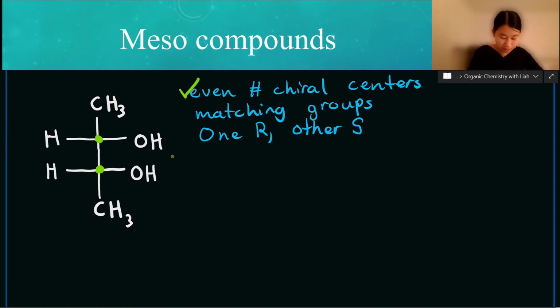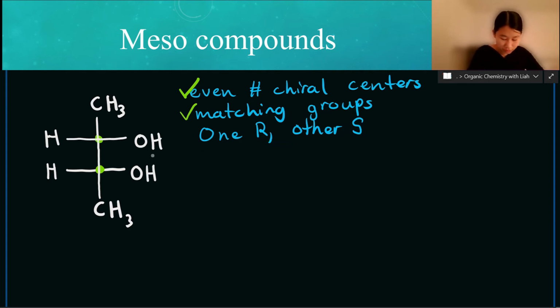Now matching groups. Let's see. The top part is attached to an OH, that's CH3, a hydrogen, and the rest of the molecule going down here. Now, how about this carbon? This carbon is attached to an OH, a methyl, a hydrogen, and the rest of the molecule, which matches this part. So yes, both chiral centers have matching groups. They are bonded to the same groups as each other. Now let's determine R and S, because we need to decide whether it satisfies this criteria.